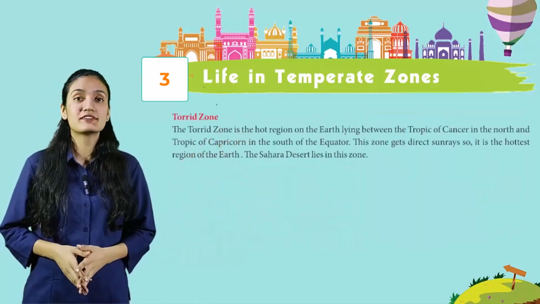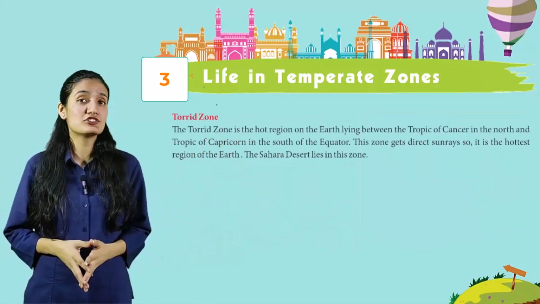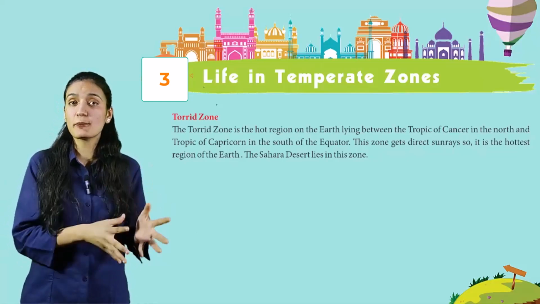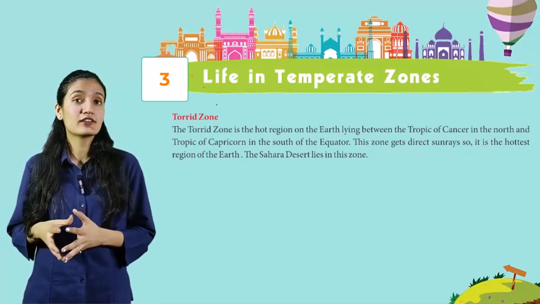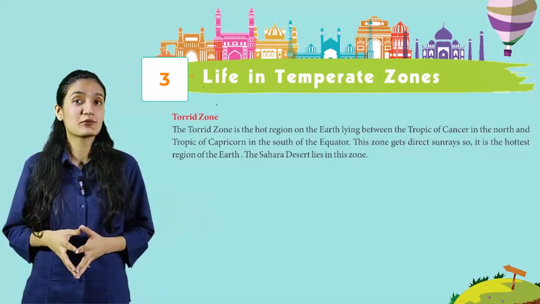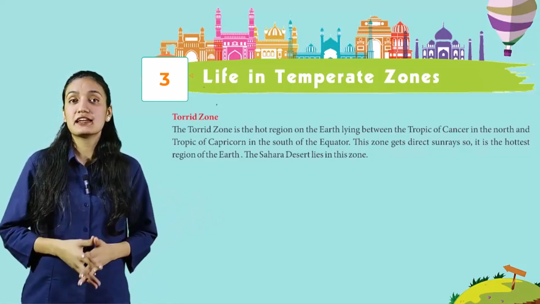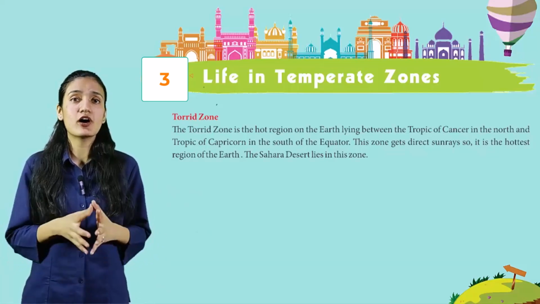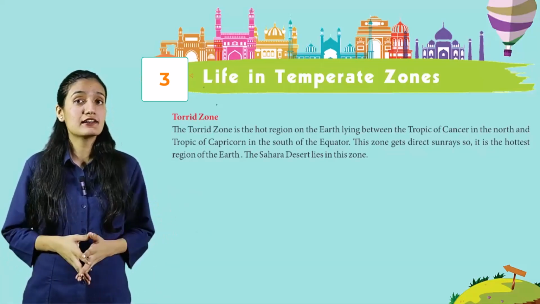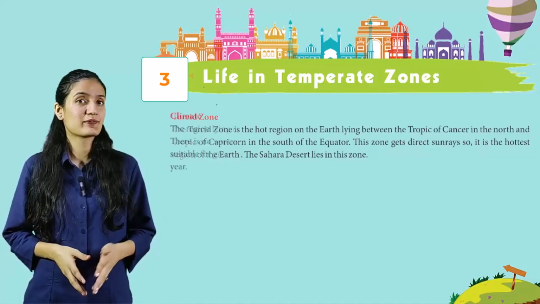Now, torrid zone. The torrid zone is the hot region of the earth lying between the Tropic of Cancer in the north and Tropic of Capricorn in the south of the equator. This zone gets direct sun rays, so it is the hottest region of the earth. The Sahara Desert lies in this zone.